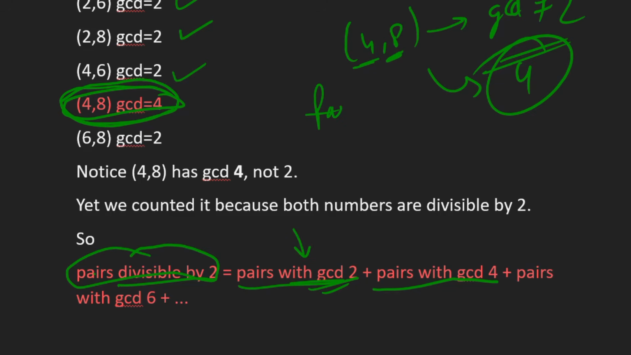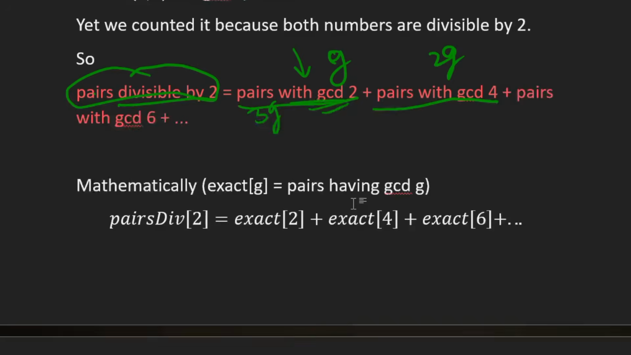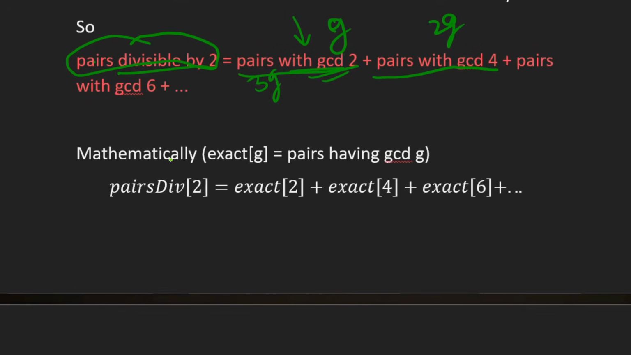If a number is g, then the pairs divisible by g can have gcd g, 2g, 3g, and so on. Mathematically, pairs divisible by 2 can have exact 2, exact 4, exact 6. Now what is exact of g? Exact of g is basically the pairs having gcd g. So exact of 2 will give us the count of the pairs having gcd equal to 2, right?